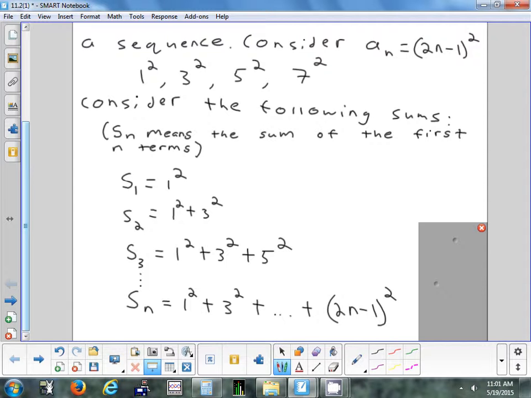Okay, and all of these are called partial sums. All right? So if we had a sequence that did go on forever, and you added up the first 3 terms, you haven't added them all up. You just added up the first 3. So that's a partial sum. So these are all what we call partial sums.